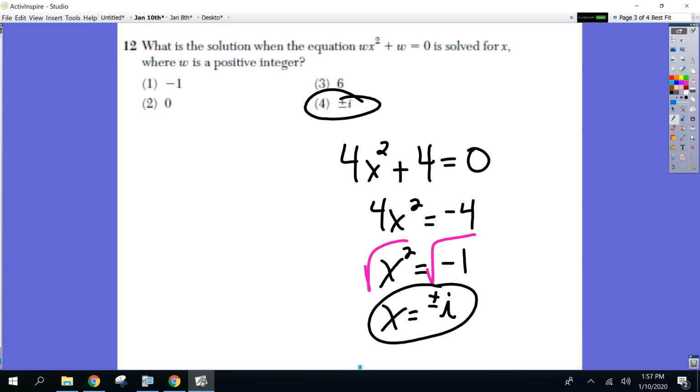I honestly don't know how you would get 6 out, but it's there. I can see how you could maybe circle -1, and then I think you're just giving up on life when you circle 0, and you just want to get it over with.